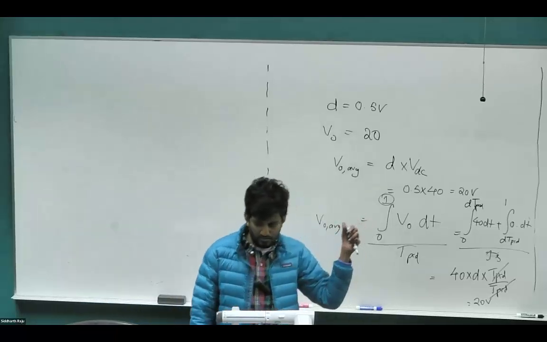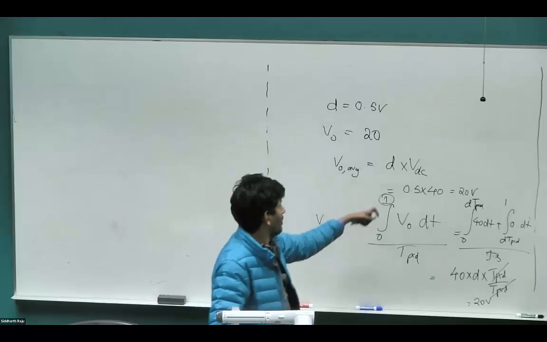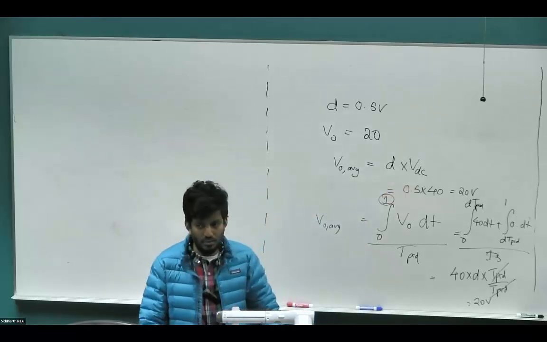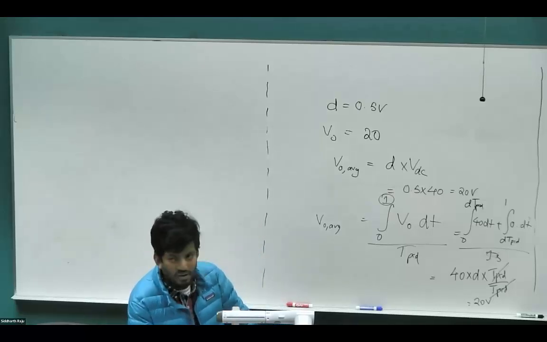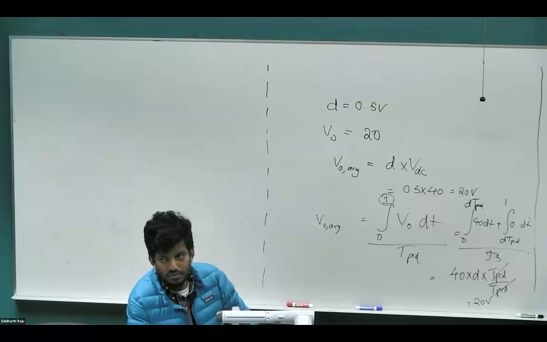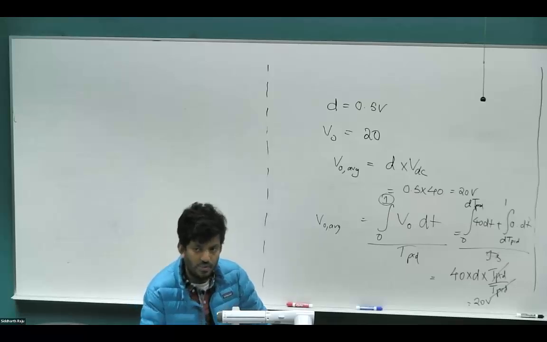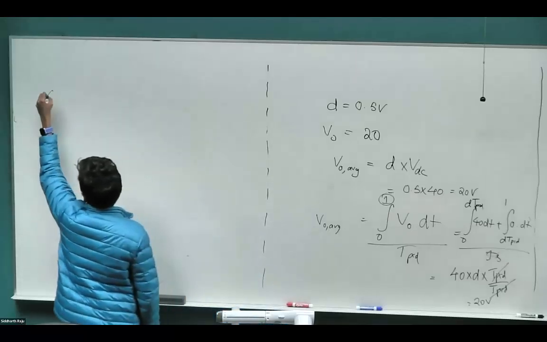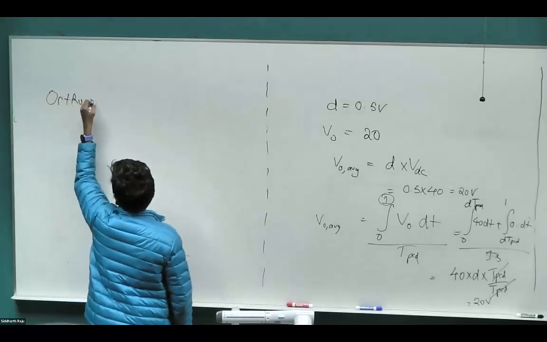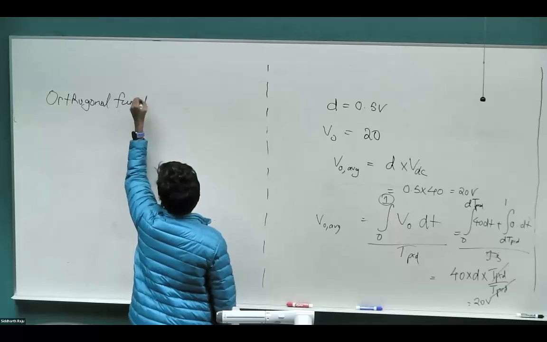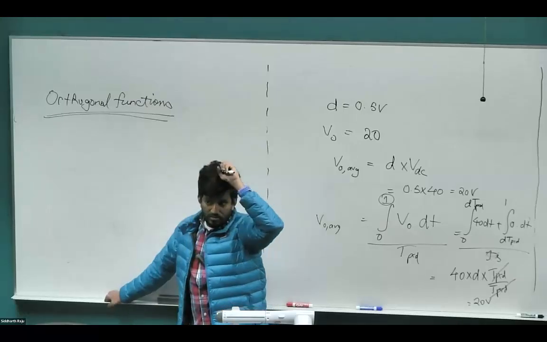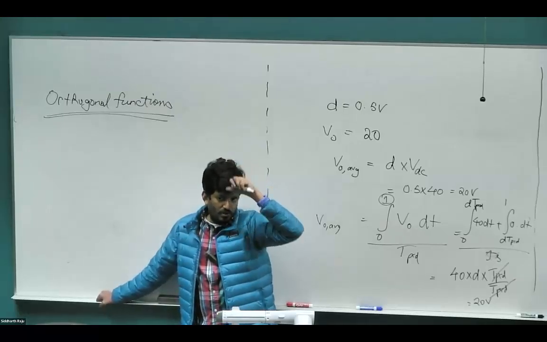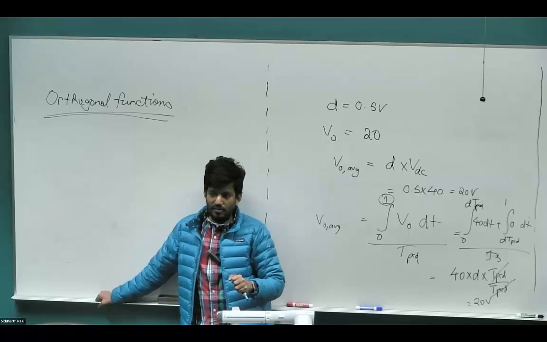Maybe you want to tell me how I'll get the first harmonic content, a1 sine omega t. Sine n omega t and cos n omega t form a family of very special class of functions. What are they called? Orthogonal functions. Do you remember the properties of orthogonal functions? Do you remember any other class of functions that have this property?